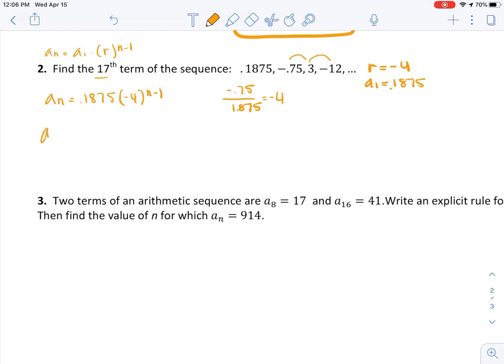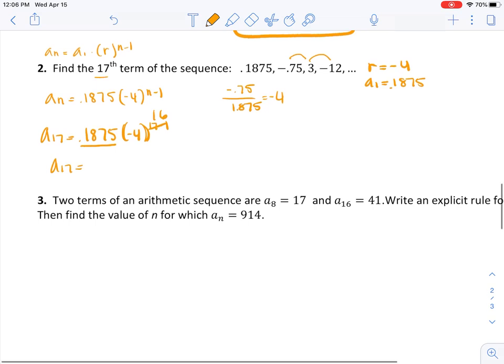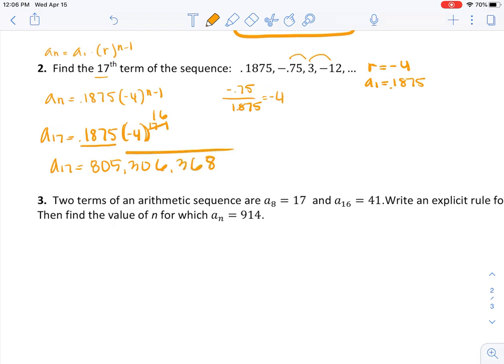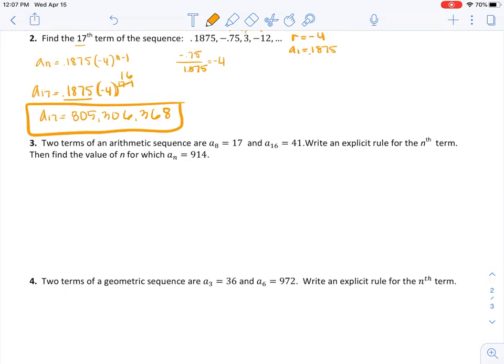Okay, now I need to find the 17th term. A sub 17 equals 0.1875 times negative 4 to the 17 minus 1 power, which I'm going to change to 16. And now I can just put that in my calculator. So I'm typing 0.1875 parentheses, negative 4, close it to the 16th power. All right, you should get the answer 805,306,368. Now I only put commas in so I say it out loud correctly. You don't need the commas though.